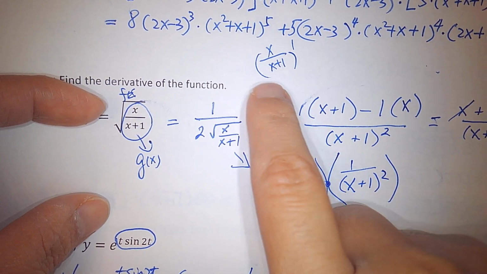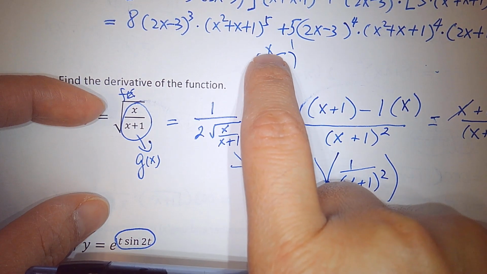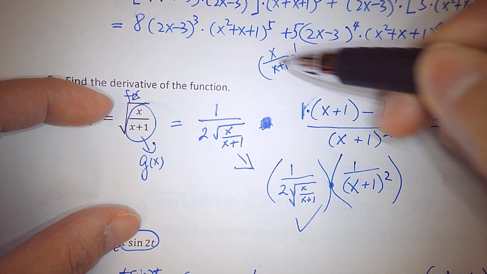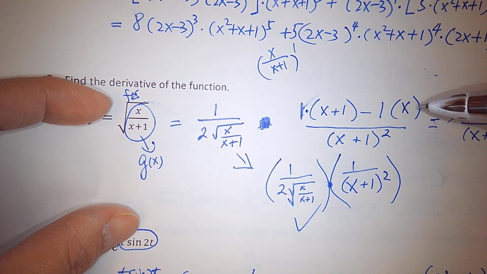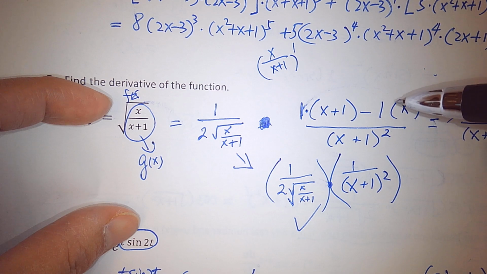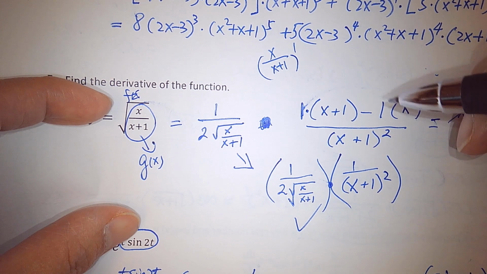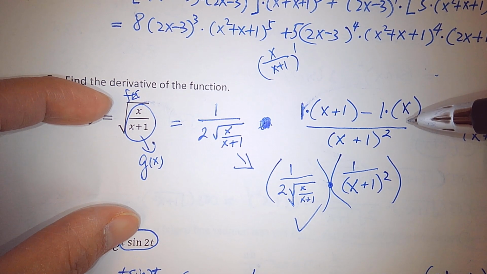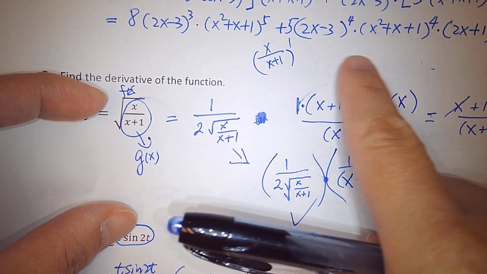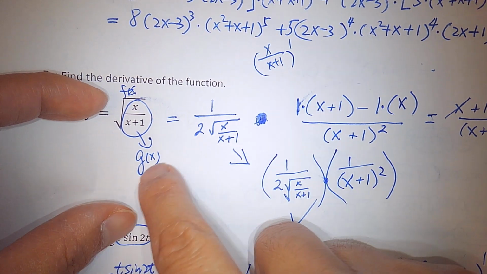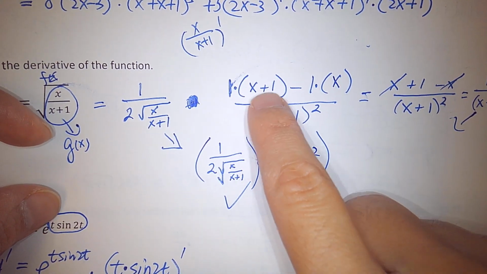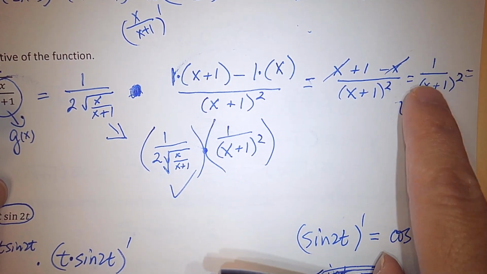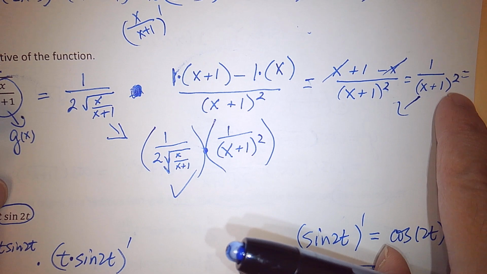And then the quotient rule tells us differentiate the top, which gives us 1, times the bottom, x plus 1, minus differentiate the bottom, which is 1, times the top, which is x. Very good. So this part comes from the derivative of g. And then x plus 1 minus x cancel out, so we have 1 over x plus 1 squared.